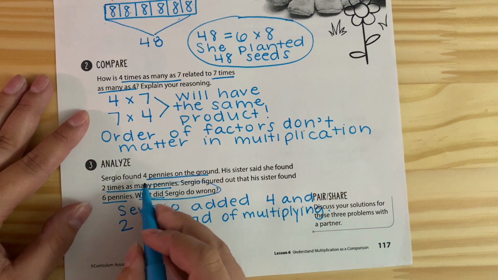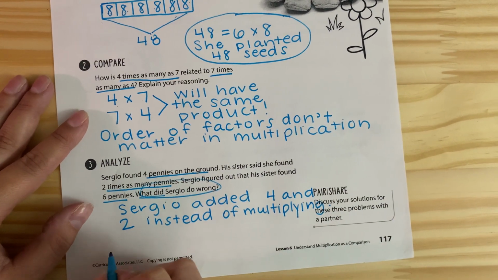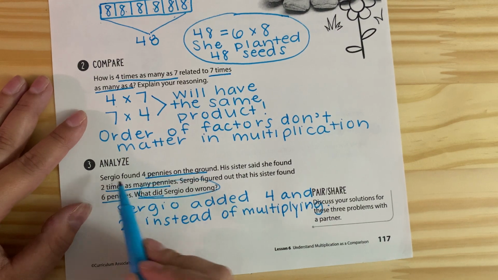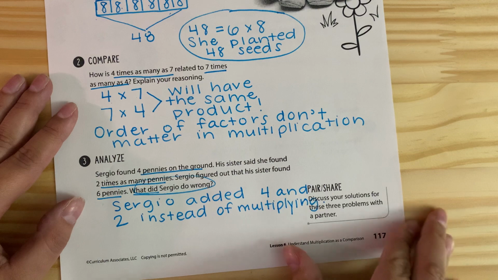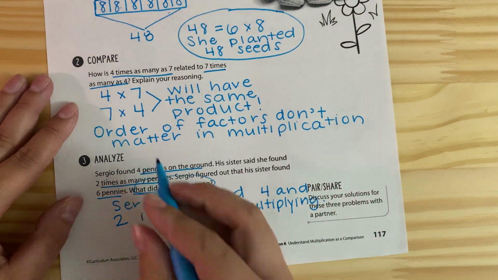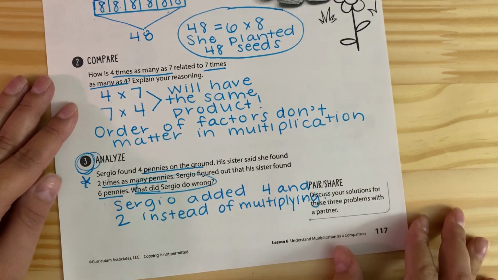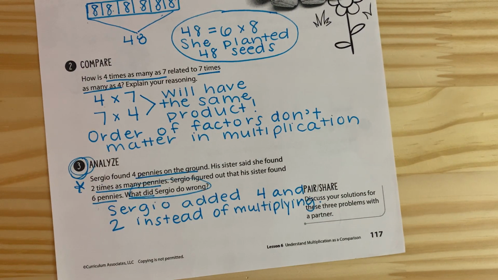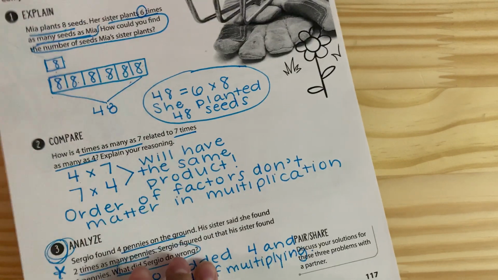And we can see that if she found 2 times as many pennies as him, she would have found 8, because 4 times 2 is 8. So he is off. She found 8 pennies, not 6. Okay? This one's a little tricky and it takes a little bit of extra thinking. So if you have any questions, make sure you're pausing and asking today, because next time we meet, we'll be doing iReady. So today's your day to ask questions, friends.